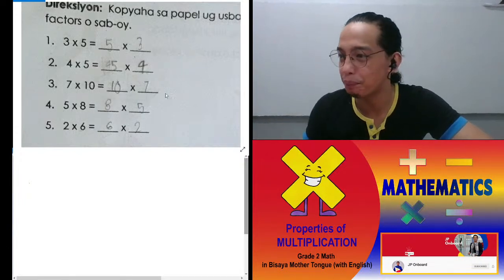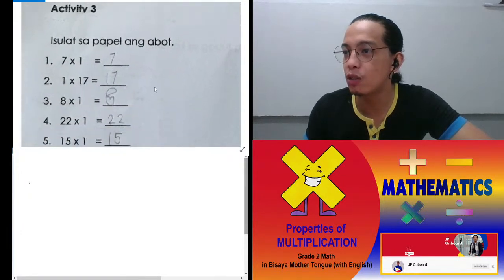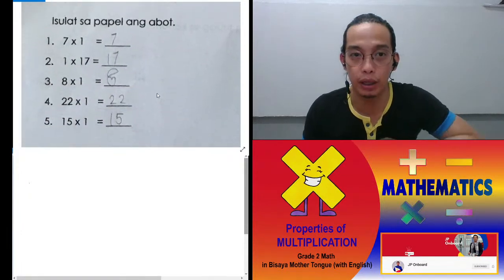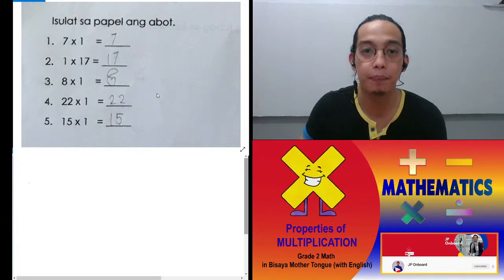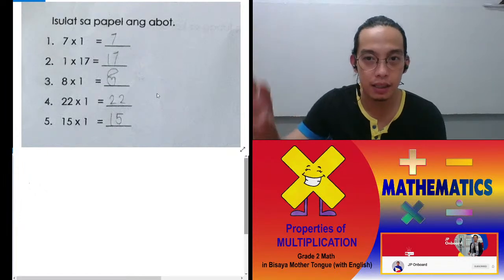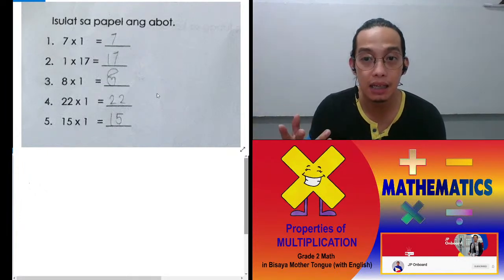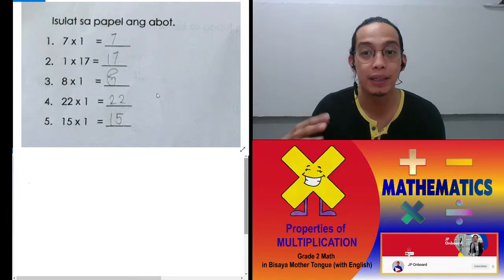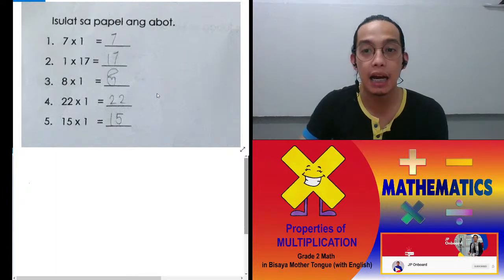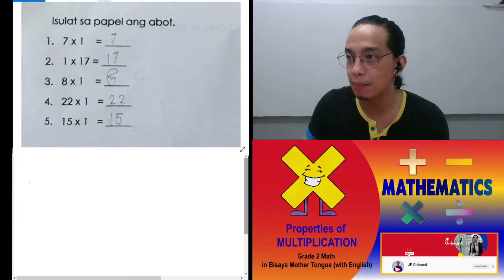Alright? Okay. Move forward to the next activity. Isulat sa papel ang abot. Okay? Write on the paper the product or the answer. And here, as you can see sa ato ang module, it's the property involving multiplication of 1. Again, I want to recall that para mas masabtan.